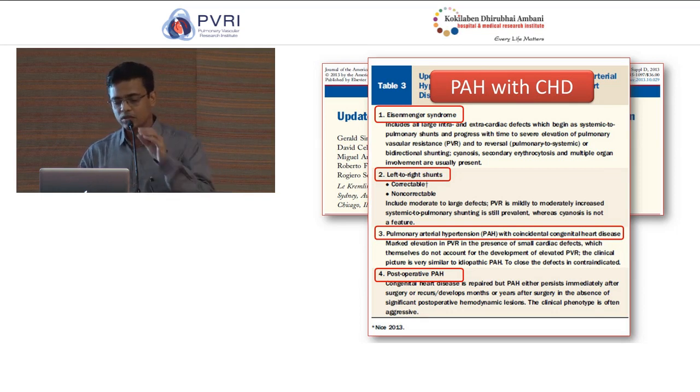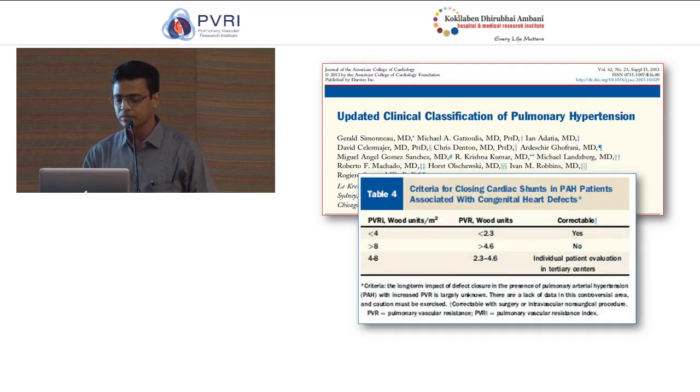Coming to the left to right shunt, there are correctable and non-correctable lesions, depending on the PVR preoperatively or depending on the age and other factors. Coming to PAH associated with coincidental congenital heart disease, there is a very small defect, but the pulmonary vascular resistance is coincidentally very high, which is not explained by that defect. That is the third group. And the fourth group is postoperative PH, where we initially come across it. Either it is flow-related PH, which usually subsides in the initial few days after surgery, but some of the time it does not regress because of many factors.